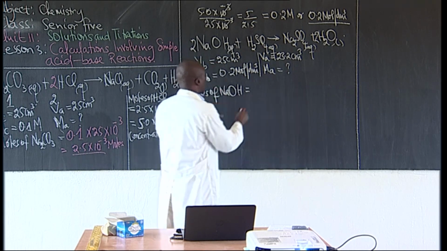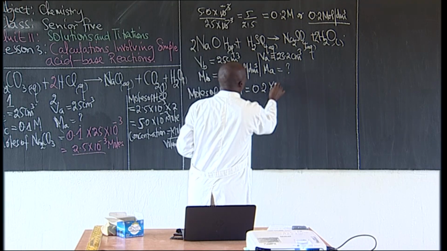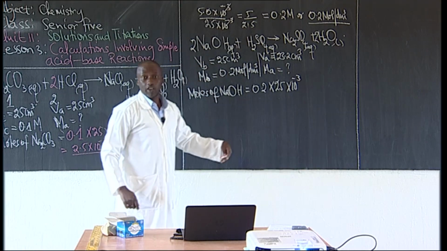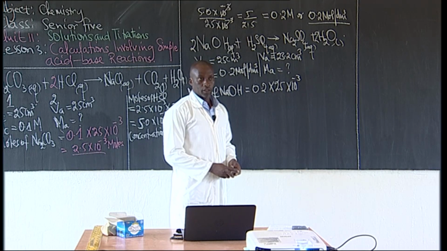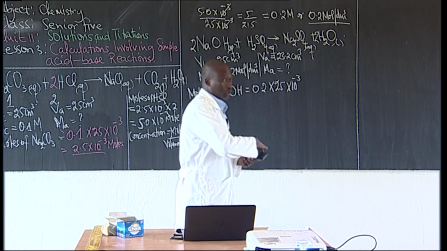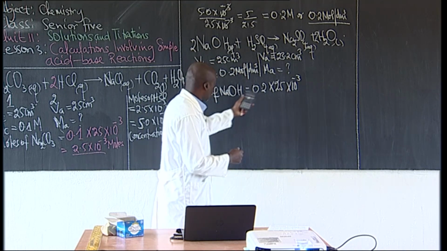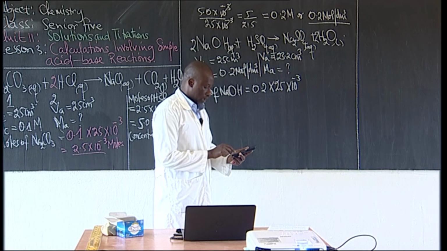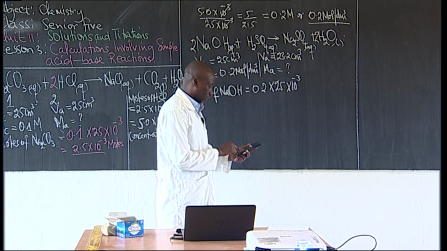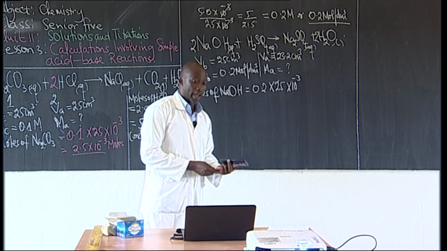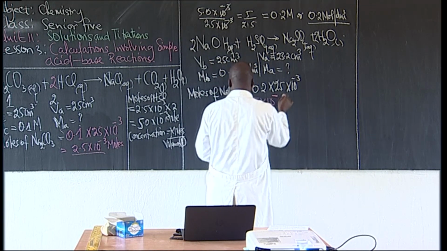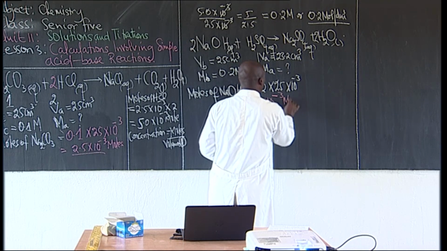This will be equal to molarity, that is 0.2 times the volume divided by 1,000. So if I divide by 1,000, it is the same as this. So we need to put the calculation, the workout together with the calculator. If you have 25 times 10 to power negative 3 times 0.2, what do you get? That is 5 times 10 to power negative 3 moles.